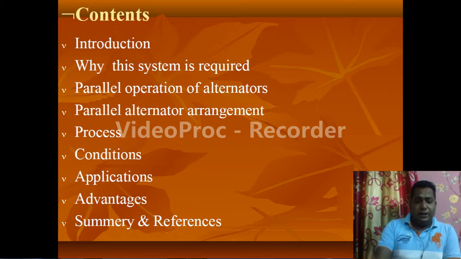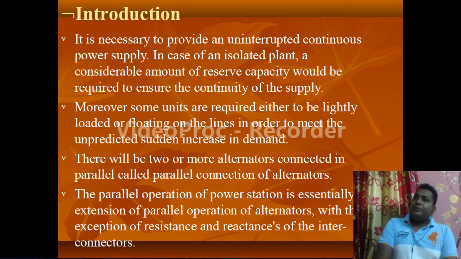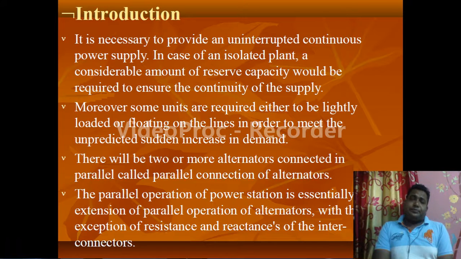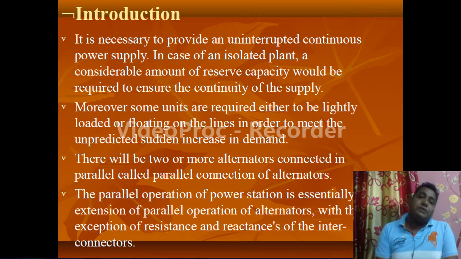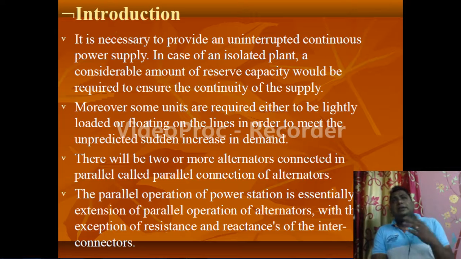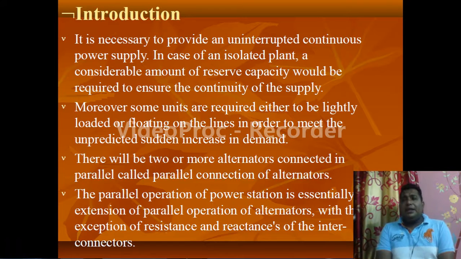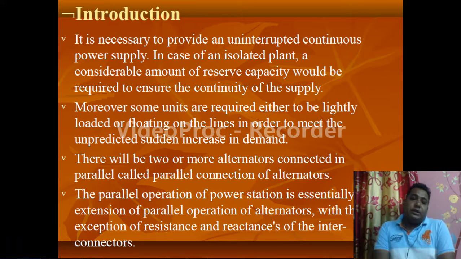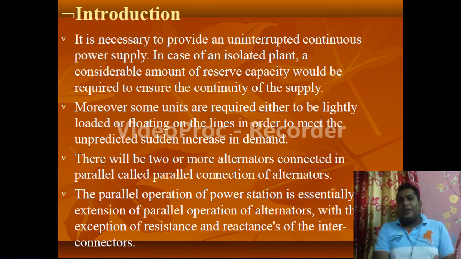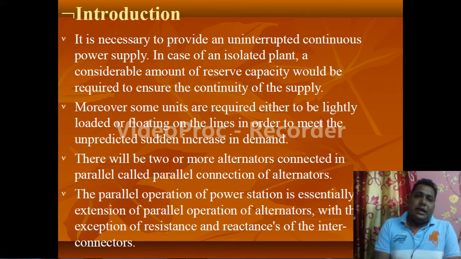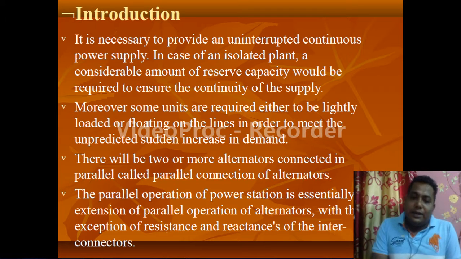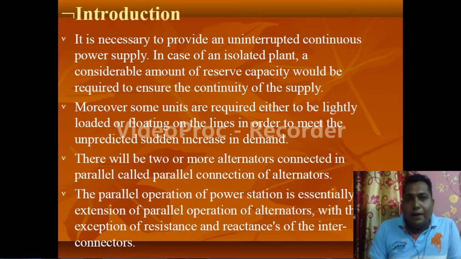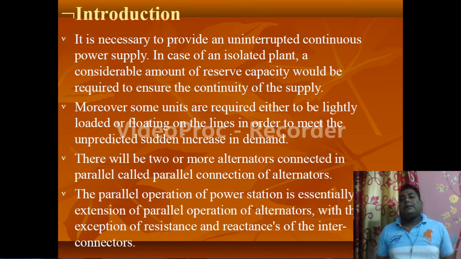Okay, so coming to the next slide. As I am telling you, consumers always need uninterrupted power supply, so the basic need is this one for the parallel operation. Somehow it is needed that in the transmission line there should always be some level of power, so that if there is a sudden rise in the load demand, that can be satisfied by this interconnection system.